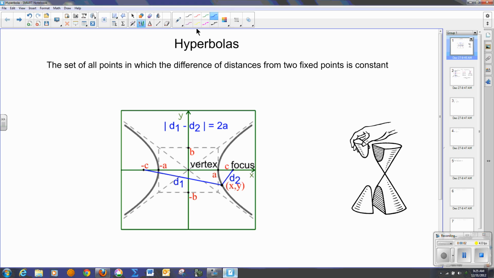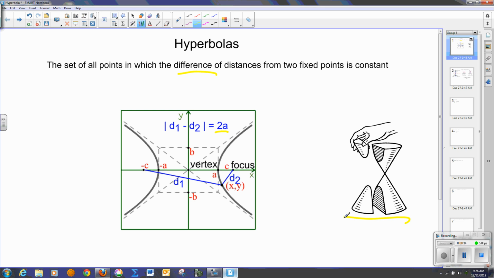So today we're going to move from our conversation of ellipses to hyperbolas. A hyperbola is defined as a set of all points in which the difference of distances from two fixed points is constant. So you'll notice in this picture below that if I take from the two foci, which are the 2 points in question, and measure to any point on the hyperbola, the difference of d1 and d2 is going to be a constant. It just so happens that it's going to be 2a.